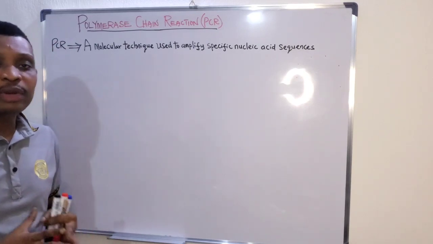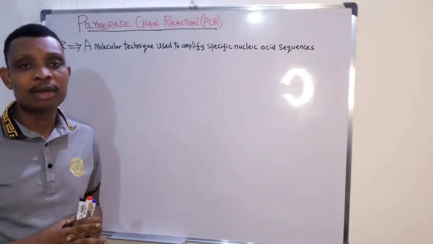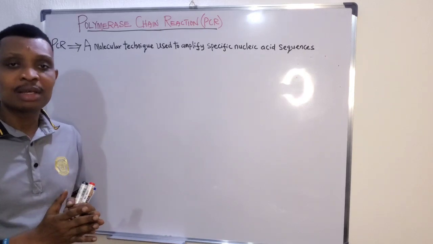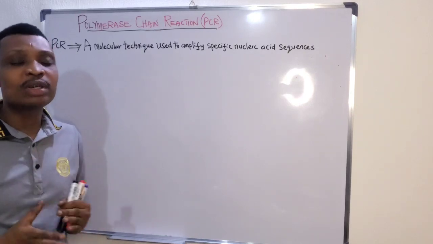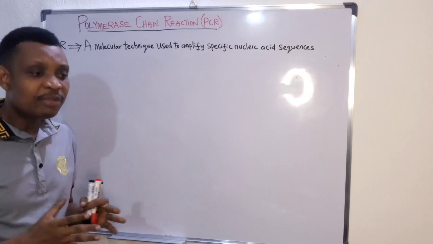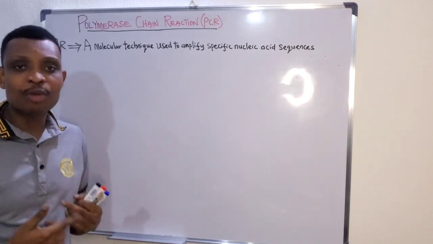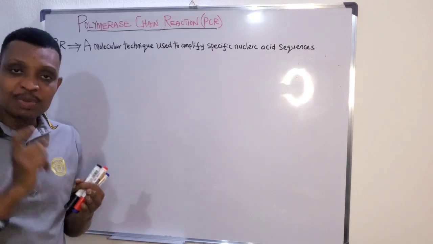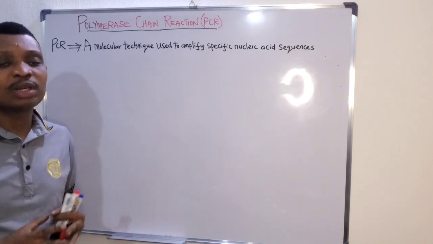So the polymerase chain reaction is a molecular technique, or an in vitro technique, that amplifies specific nucleic acid sequences. Amplify means to make several copies, which could be millions or billions of specific nucleic acid sequences.